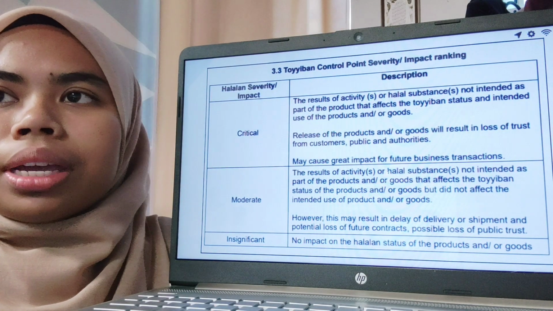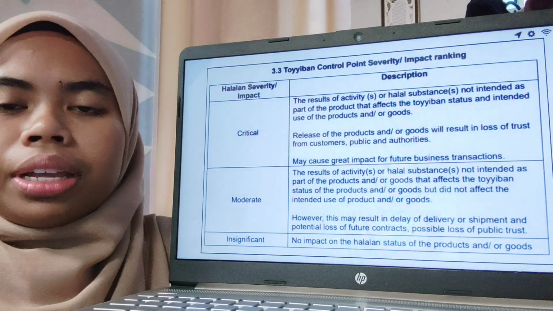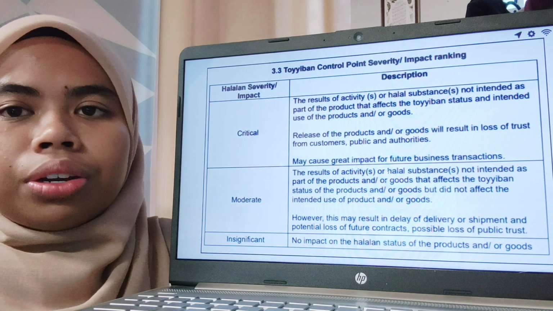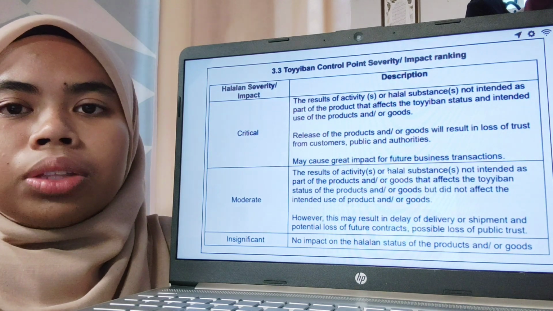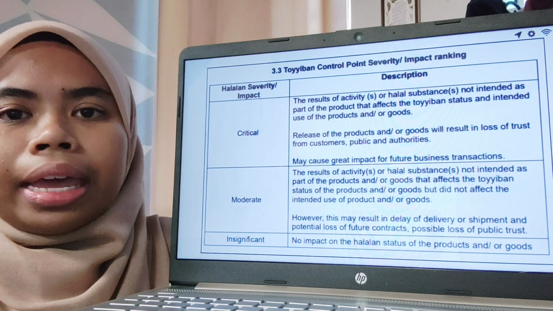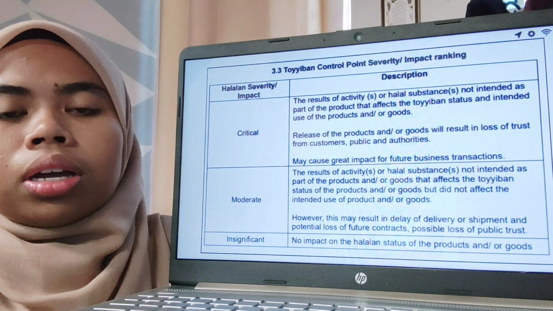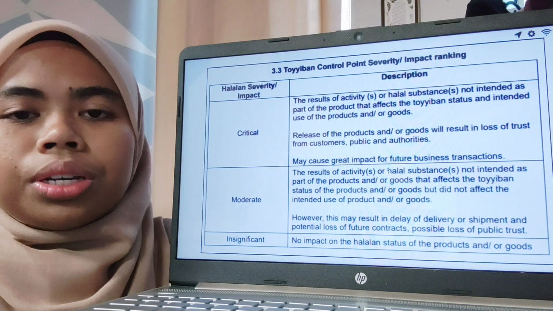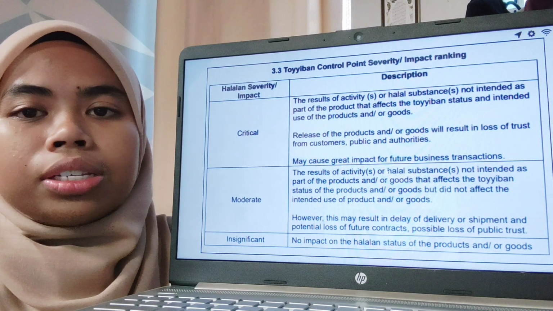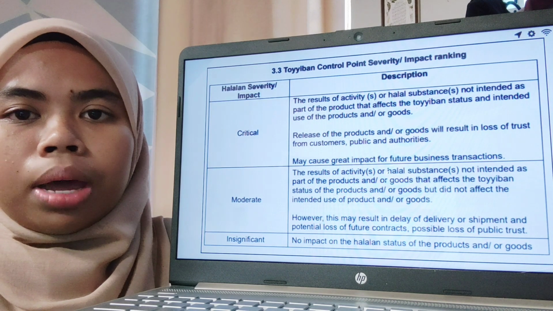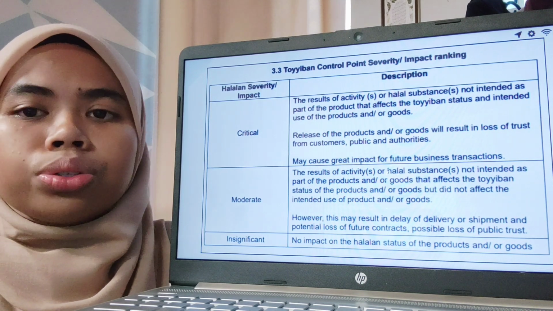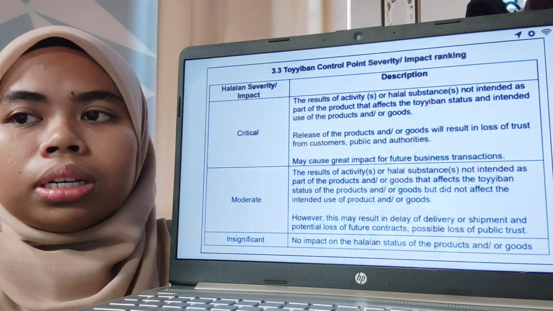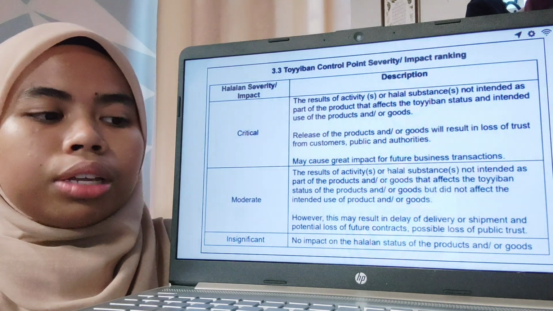Next is thayyiban control point impact ranking. We also have 3: critical, moderate, and insignificant. For the critical, it can affect the thayyiban status and the intended use of the product. It also can affect future business transactions. For the moderate, it can affect the thayyiban aspect but not the intended use. And for the insignificant, no impact on the halal status of the product and or goods.